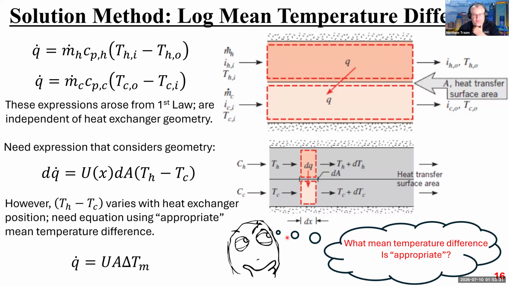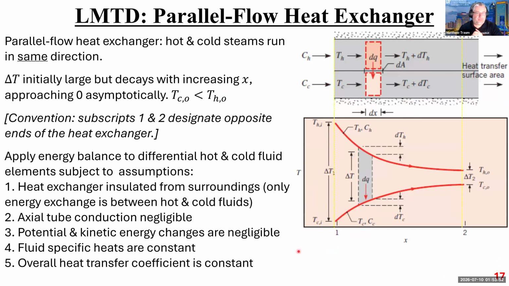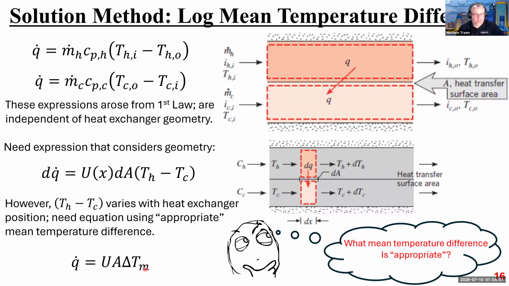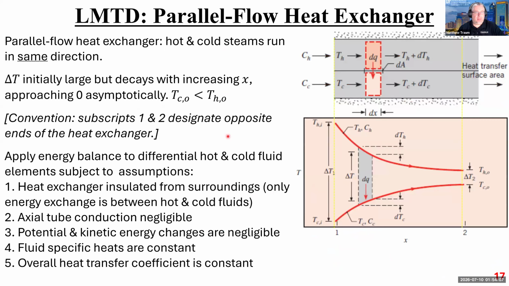Okay, so you might be asking yourself, this is great, but what mean temperature difference is appropriate? There's all kinds of different definitions. This could be a median, a mean, an average. It could be an integrated average, it could be a summed average. What is this thing? And what's an appropriate value and level of accuracy? So to attempt to answer the question of what's an appropriate delta T sub M, M for mean, let's look at the first example, which is a parallel flow heat exchanger.